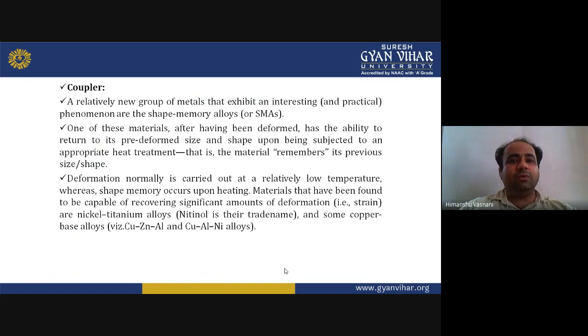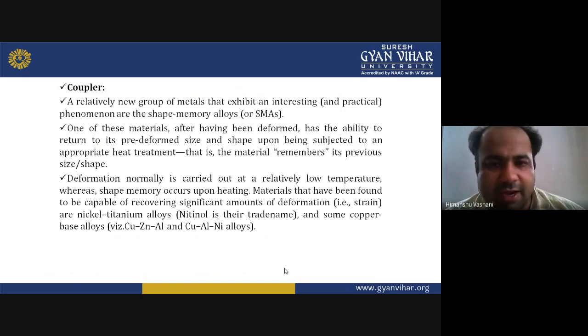They have the ability to return to the predetermined size and shape. After having been deformed, they can return to their predeformed size and shape upon being subjected to an appropriate heat treatment. So the material remembers its previous size and shape. Deformation normally is carried out at a relatively low temperature, and the shape memory occurs upon heating.